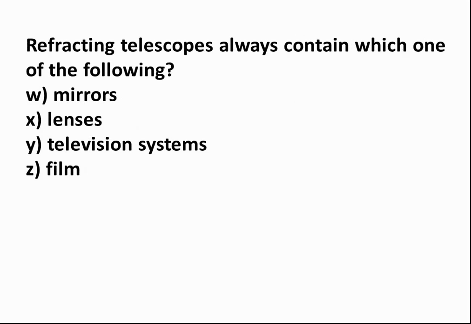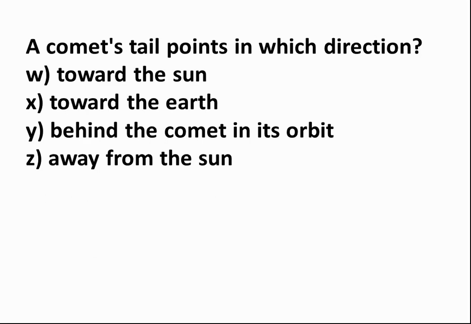Refracting telescopes always contain which one of the following? W. mirrors, X. lenses, Y. television systems, Z. film? Answer: X. lenses. A comet's tail points in which direction?